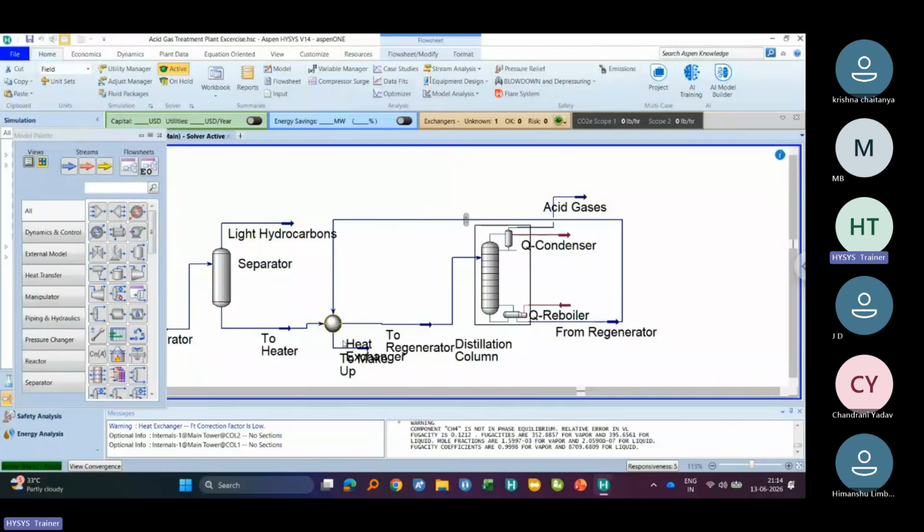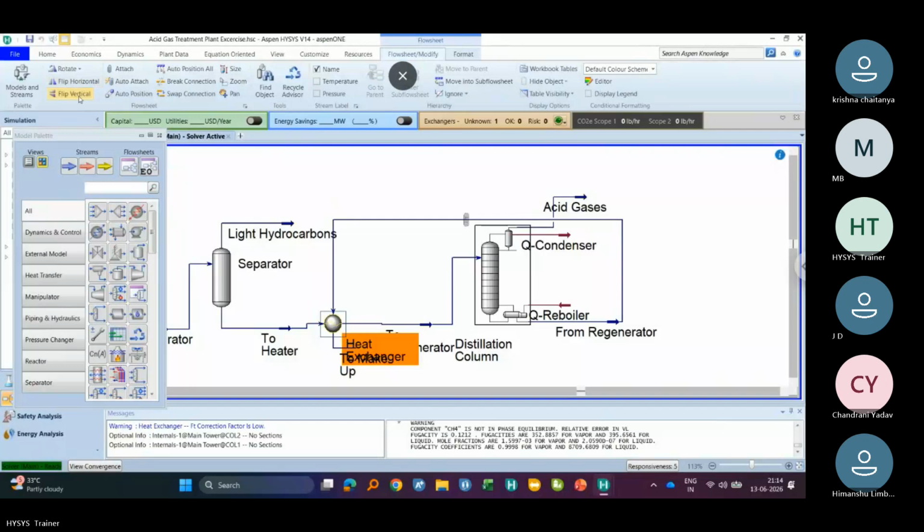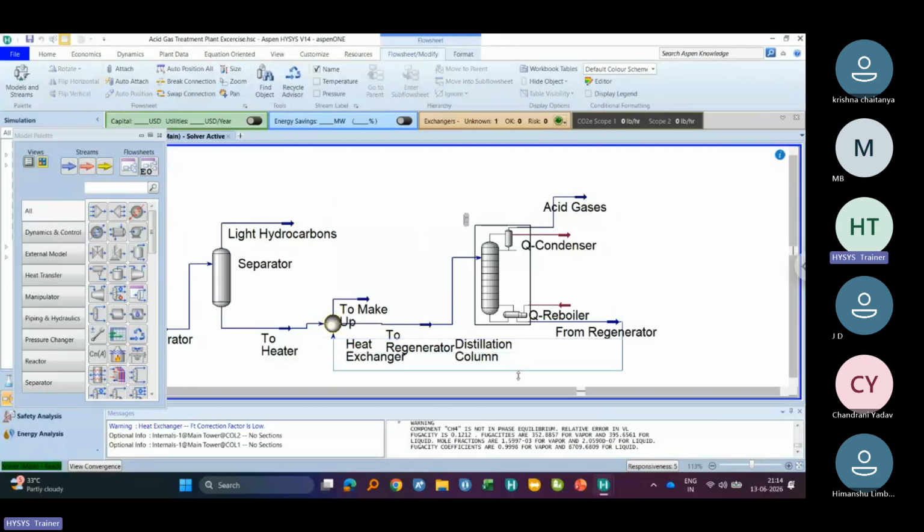Now what I will do is I will just flip this heat exchanger a little bit. We flip it vertically so that it will be arranged in such a way that I can pass the stream to the makeup. I will just move this stream to makeup by 90 degrees so that it can be pointed upwards.